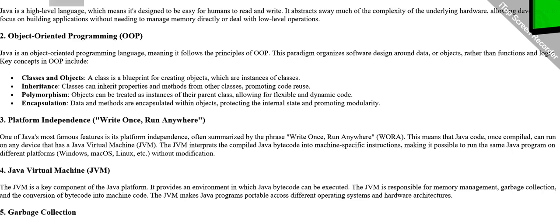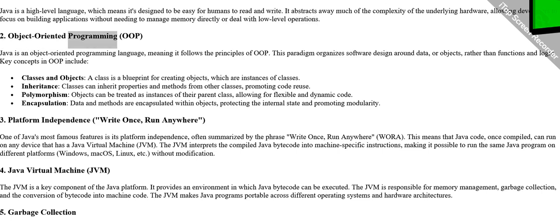1. High-level language. Java is a high-level language, which means it's designed to be easy for humans to read and write. It abstracts away much of the complexity of the underlying hardware, allowing developers to focus on building applications without needing to manage memory directly or deal with low-level operations.